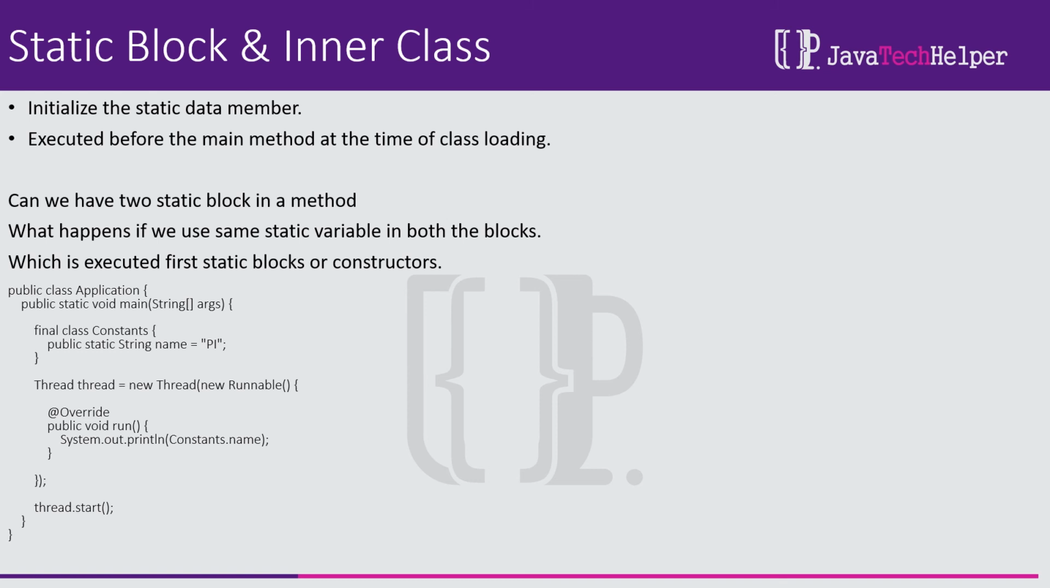Can we have two static blocks in a class? Yes, you can have two static blocks in a class. What happens if you use the same static variable in both blocks? The latest one which gives the value will be the value for that particular variable. Which is executed first, static blocks or constructor? Static blocks are executed at the time of class loading. The constructor will be executed when the object is being created.